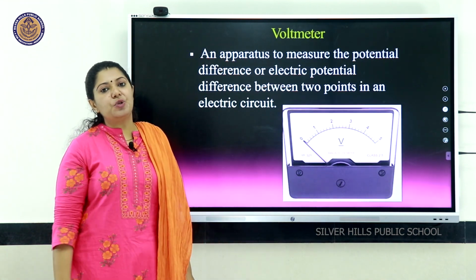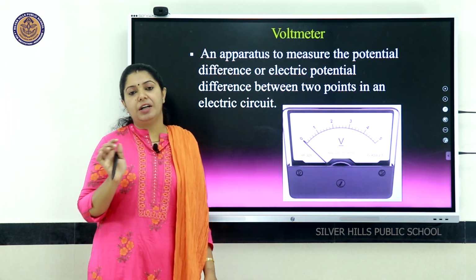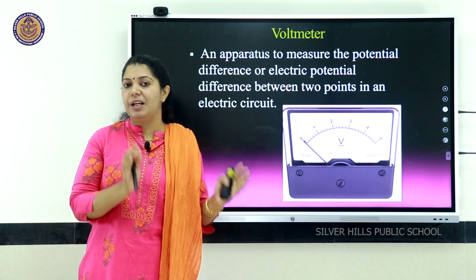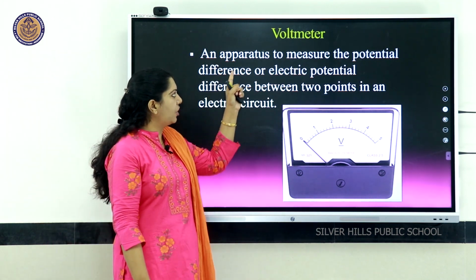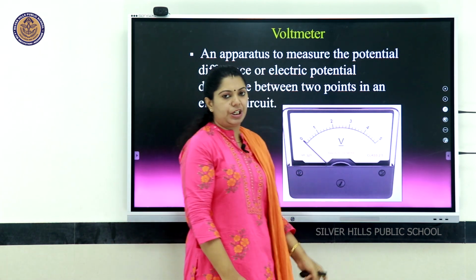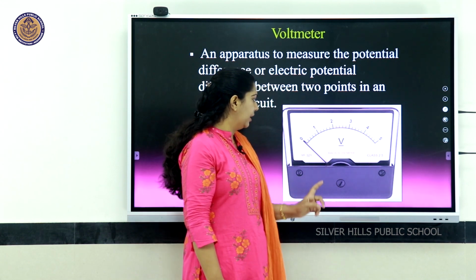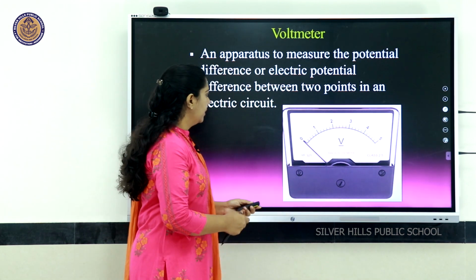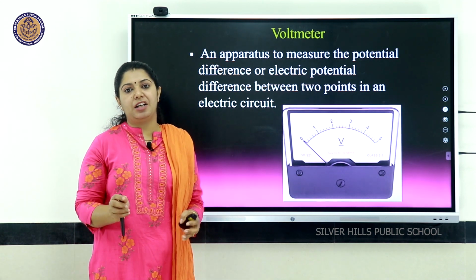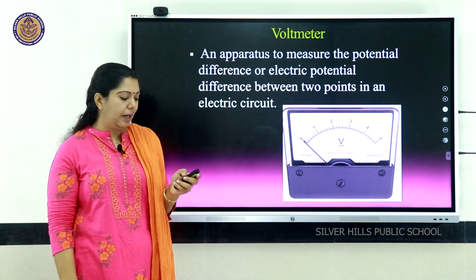The device used to measure potential difference is voltmeter. We have studied that the device used for measuring current is ammeter. Similarly, the device used for measuring potential difference is voltmeter. Here you can see one voltmeter. The range of voltmeter is from 0 to 5 volt. And remember, this voltmeter always should be in parallel. If you are connecting voltmeter in a circuit, it should be in parallel.